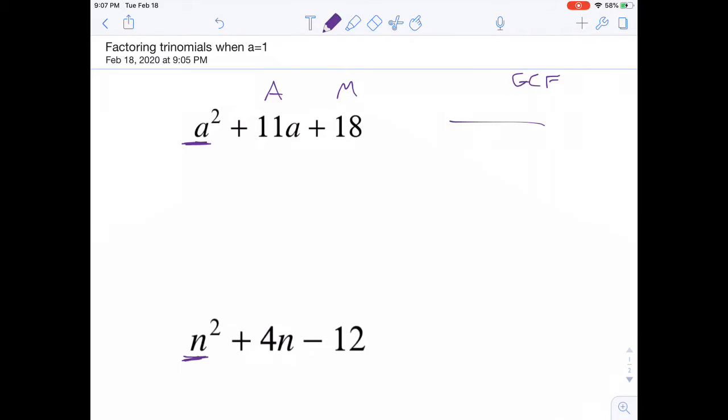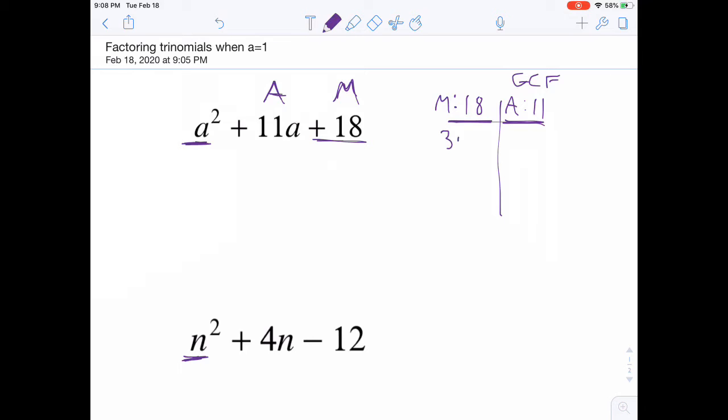And what I'm going to do is make a chart here. So I want this to multiply to 18, and this is positive 18, just taking the constant here, and I want it to add to 11. Again, it has to add to my middle term, but multiply to my third term. Now there are infinitely many pairs that add to 11, so I actually want to look at what multiplies to 18 first. And I can just rattle off some numbers here.